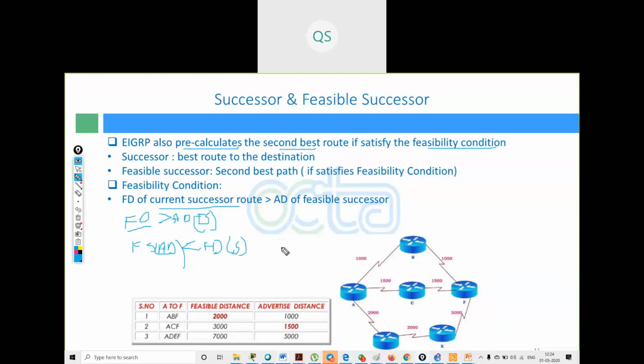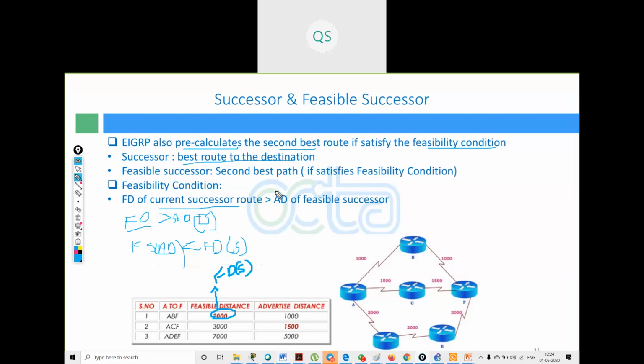So what will be my feasible successor? The successor is my best route to the destination. What is my best route in my scenario? My best route is this 2000. Why is this my best route? Because it is the smallest distance. So this is my FD, feasible distance, the FD of the successor.